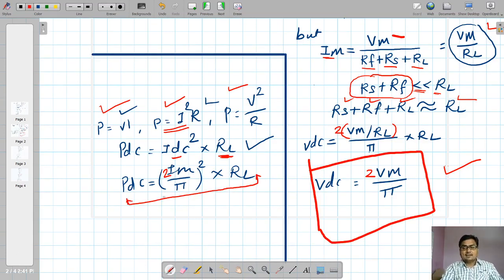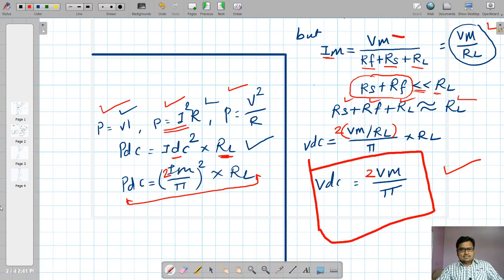If you understand the analysis of half wave rectifier, then it will be easy for you to understand the analysis of full wave rectifier, because I'm telling you again and again that whatever method and logic we have used in case of half wave rectifier, we'll copy the same logic here for full wave rectifier for all the parameters except two or three.